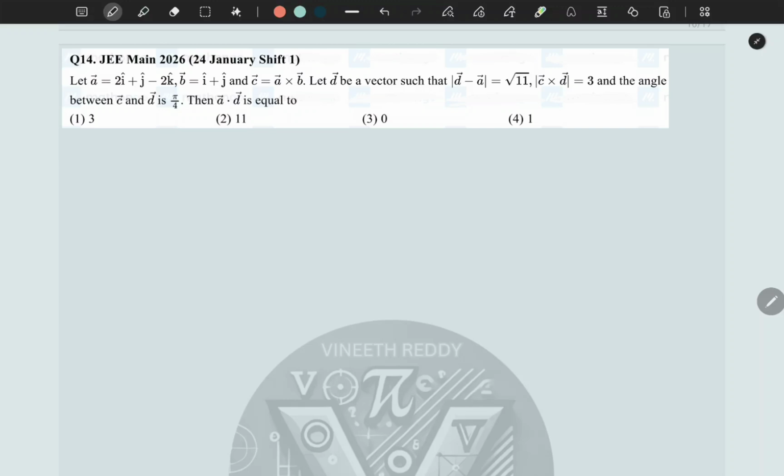Right now, the last question says A is given, B is given. C is A cross B. This we can easily find out. And D is a vector such that mod D minus A is root 11. Mod C cross D is 3, and the angle between C and D is 45 degrees. Then A dot D is equal to?